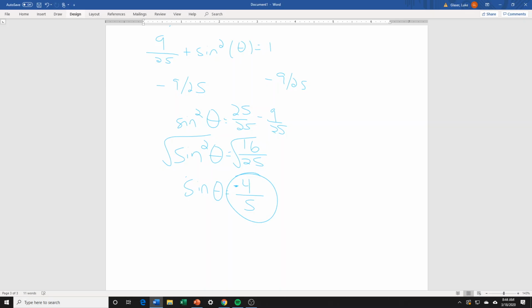Okay, so the most important takeaway from today is A, knowing what the fundamental trig identity is. B, knowing where it came from. Remember the equation for the unit circle and the triangle on the unit circle itself. And C, how to use it to solve for some of these unknown quantities.